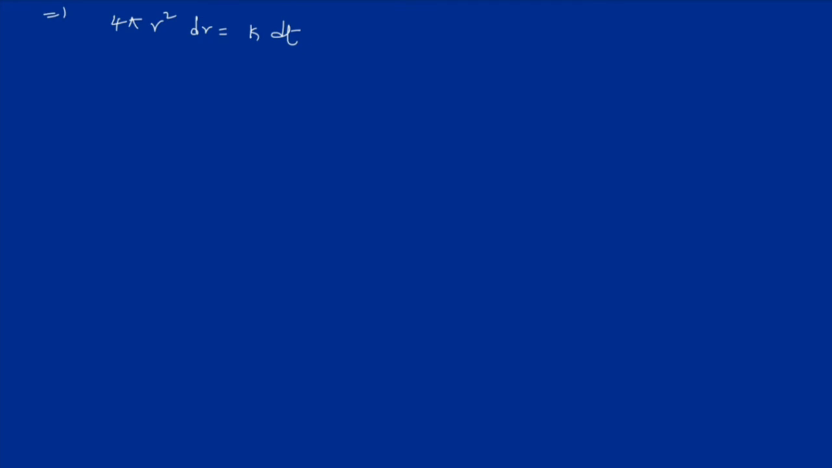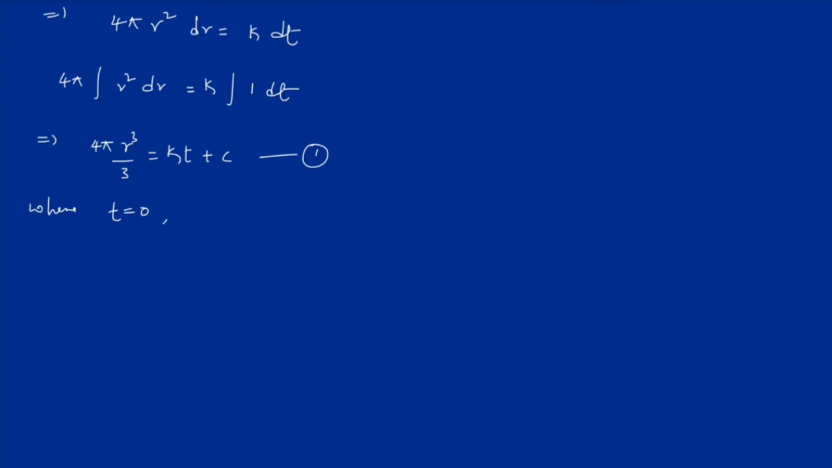Now integrating this, 4 pi outside the integration, inside r square dr, equals k constant outside, 1 into dt. After integrating, we get 4 pi r cube by 3 equals k times t plus c, take it as equation 1, where t is initially 0 and r equals 3 here. So just substitute the values here.